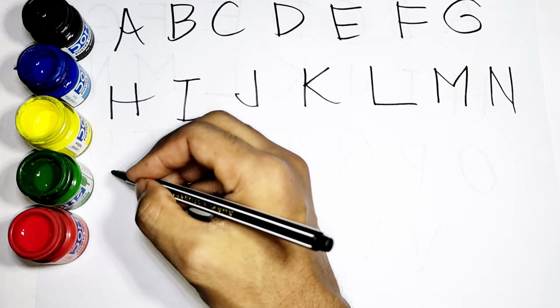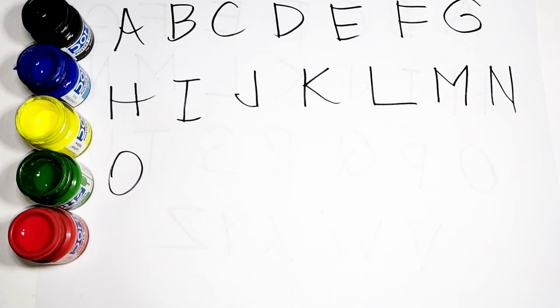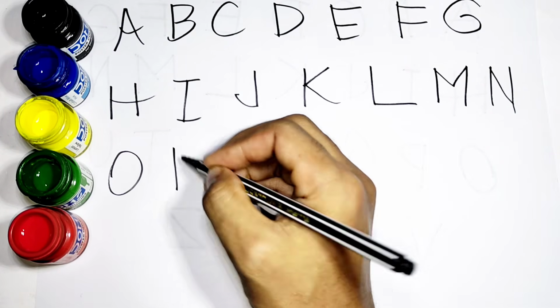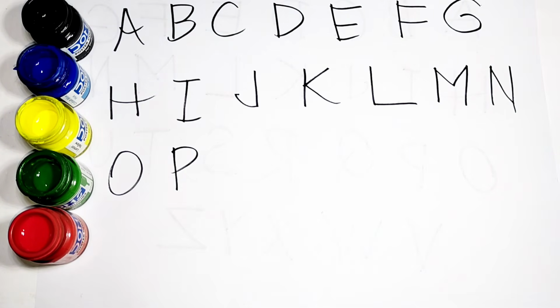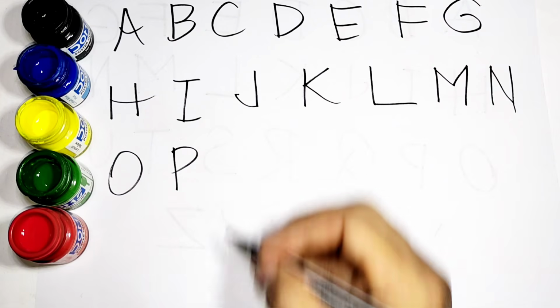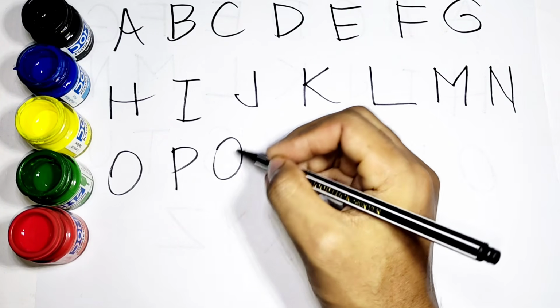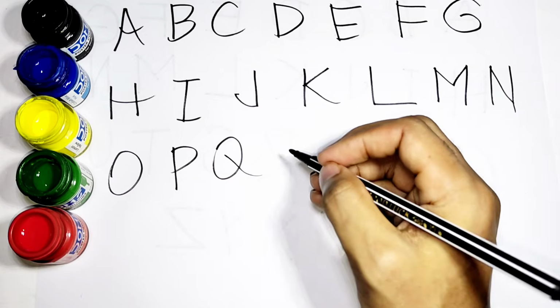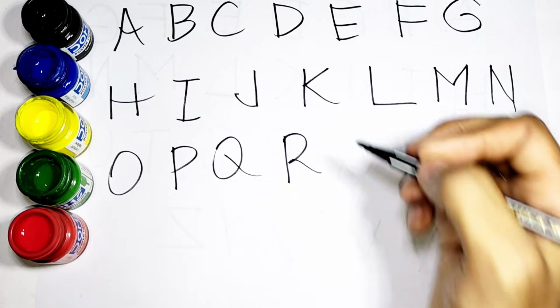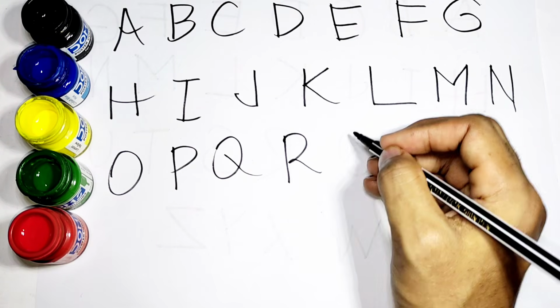The next one is O. O for octopus. Now we draw P. The alphabet of P. P for penguin. Now we draw Q. Q for queen. The next one is R. R for rose, R for rice.